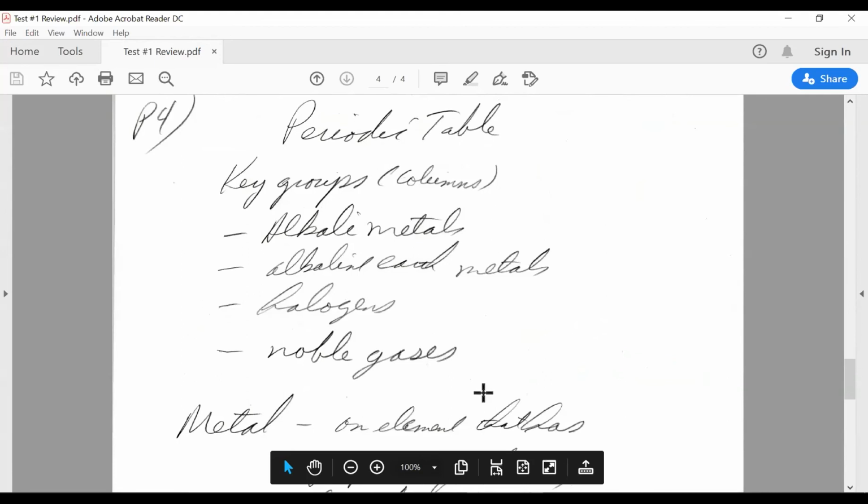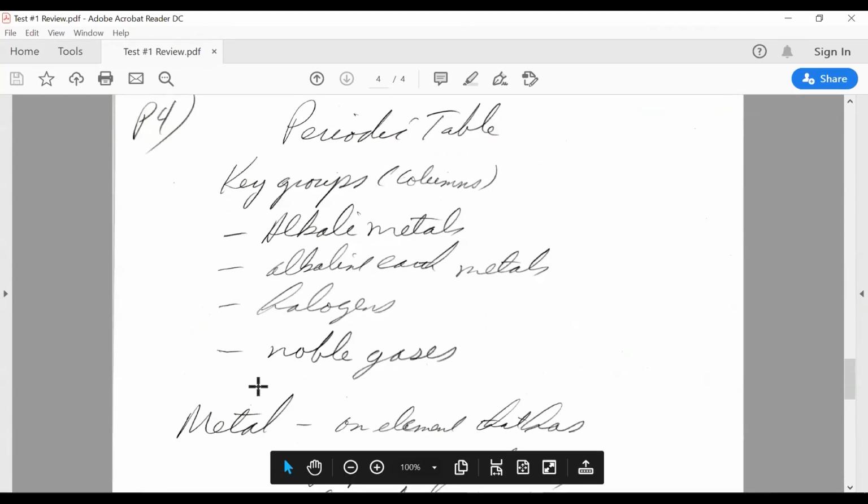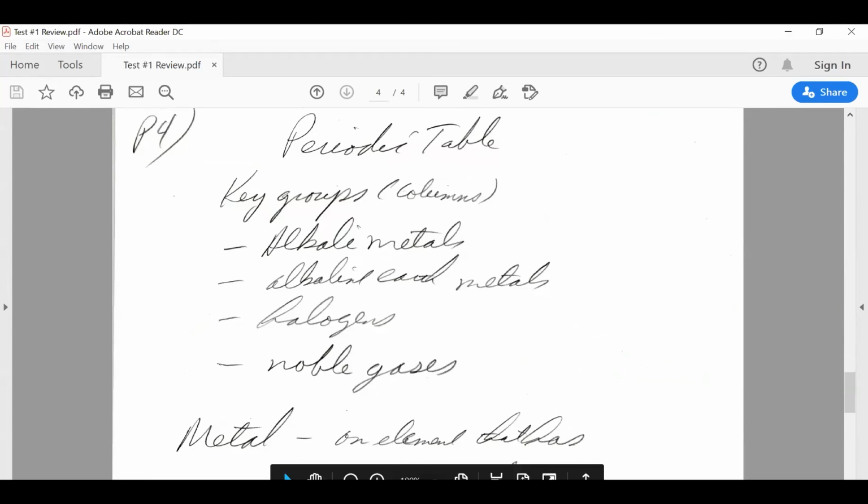Talked about the periodic table. Let's get one up. Talked about the key groups: alkali metal, alkaline earth metal, halogens, and noble gases. I've been pretty good. I haven't said inert gases that much. Let's do this.